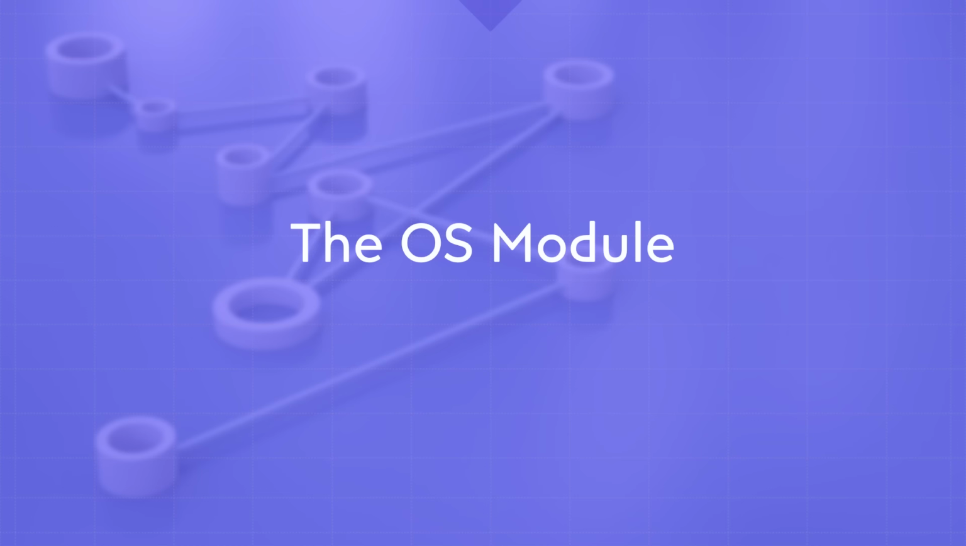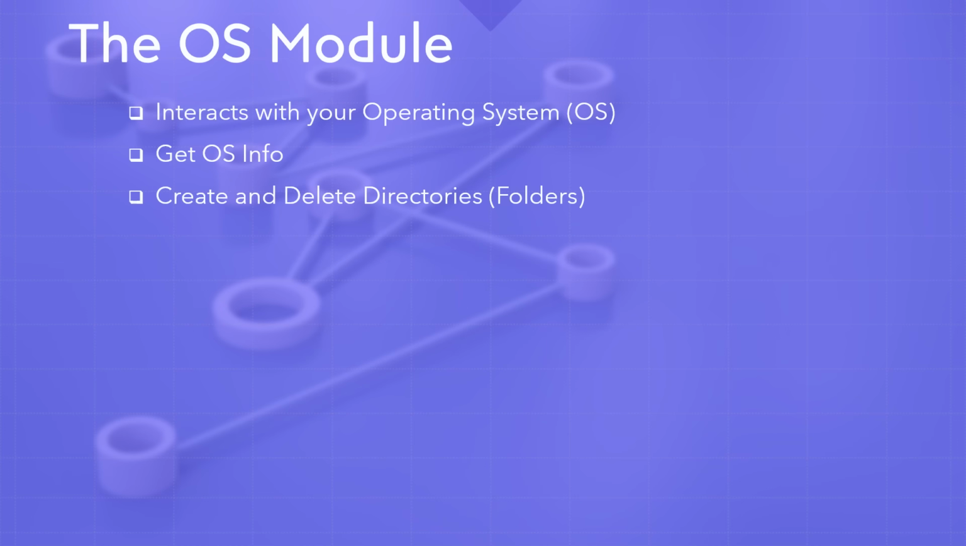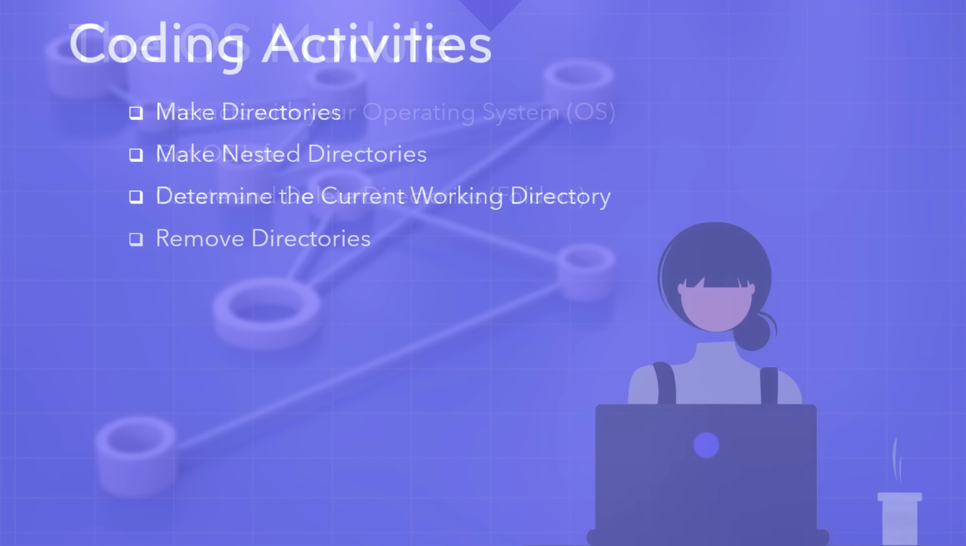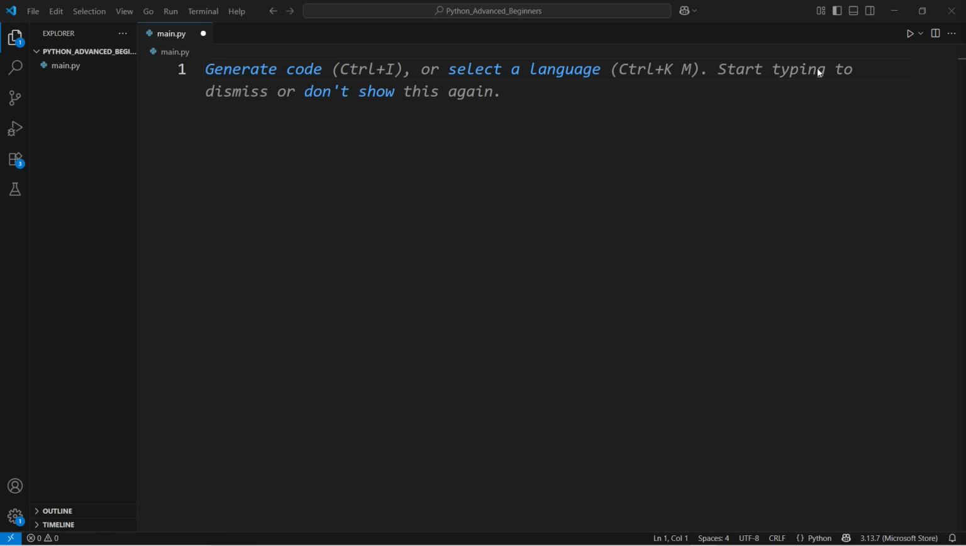Our next topic is the OS module. The OS module provides functions for interacting with your operating system. You can do things like get your operating system's info, create directories, delete directories, and so on. For our coding activities, we will make directories, make nested directories, determine the current working directory, and remove directories. In this coding activity, we will make a directory.